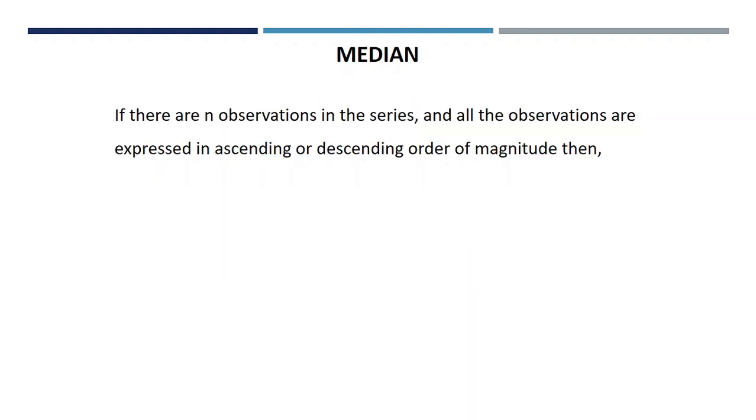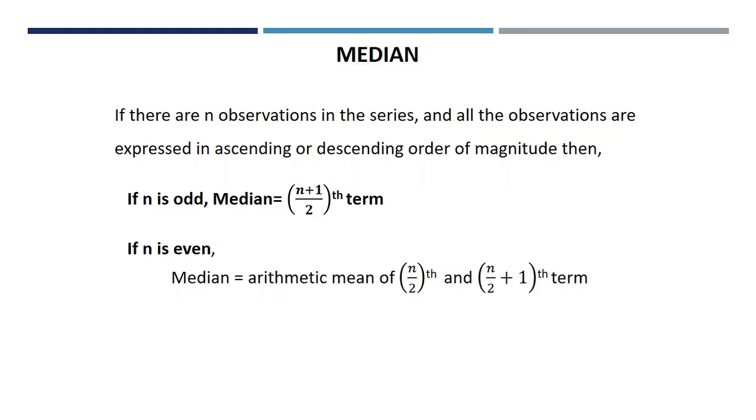This can be generalized as: if there are n observations in the series and all the observations are expressed in ascending or descending order of magnitude, then if n is odd, median is equal to the (n plus 1) by 2th term, and if n is even, median is the arithmetic mean of the n by 2th and (n by 2 plus 1)th terms. That means median is equal to [n by 2th term plus (n by 2 plus 1)th term] divided by 2.